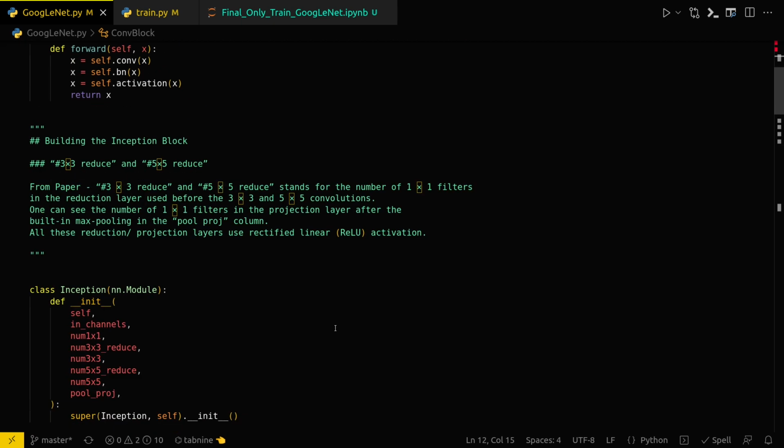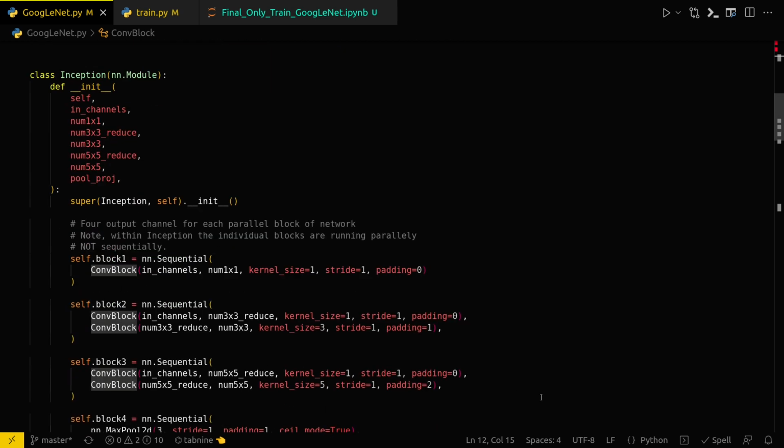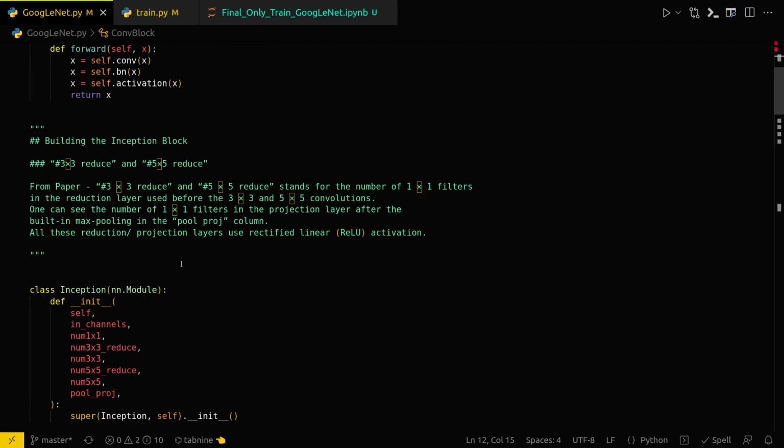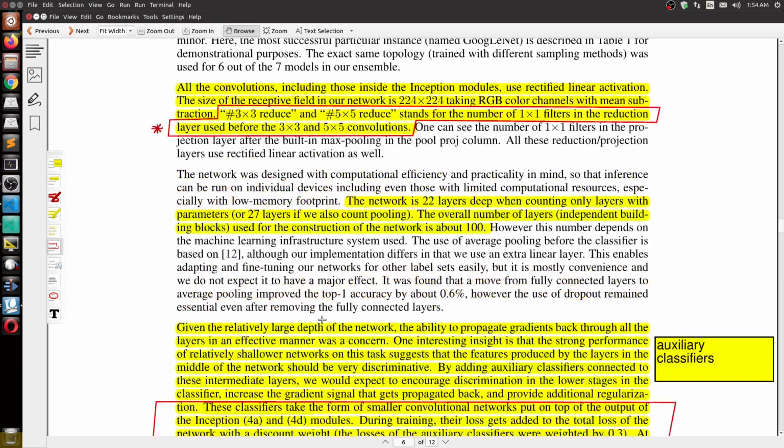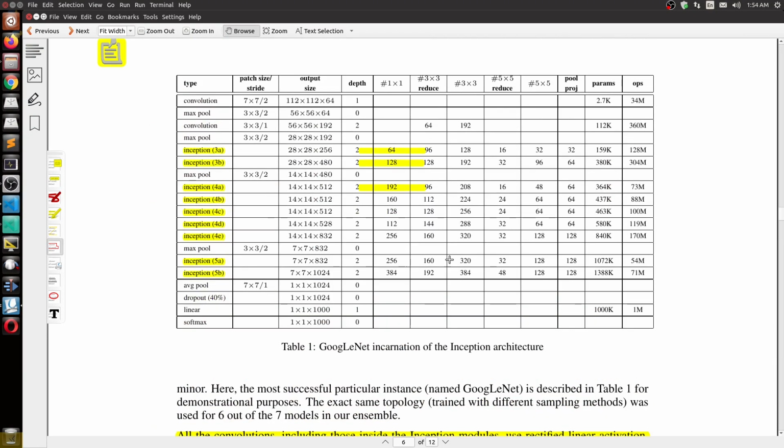Now come to the most important part, the Inception block, where the real juice is. So remember, let's go to the paper to read a few things. If you look at this table, they mention, look at this part, that I have this hash 1 by 1, then I have hash 3 by 3, and then hash 3 by 3 again. So see the difference.